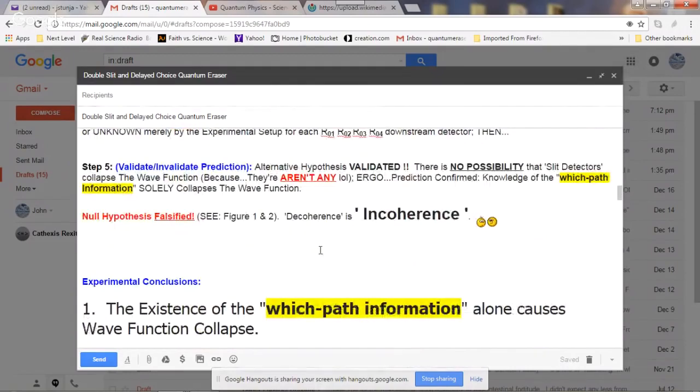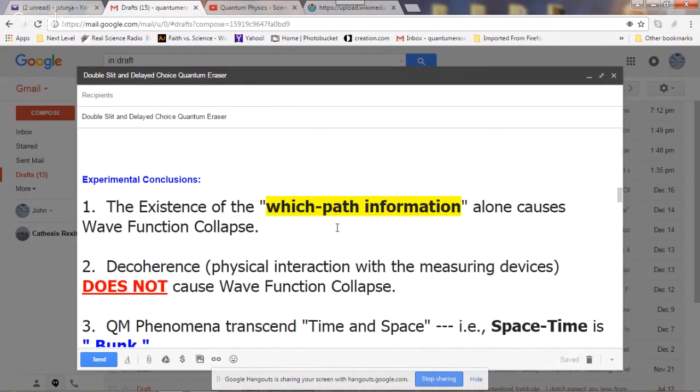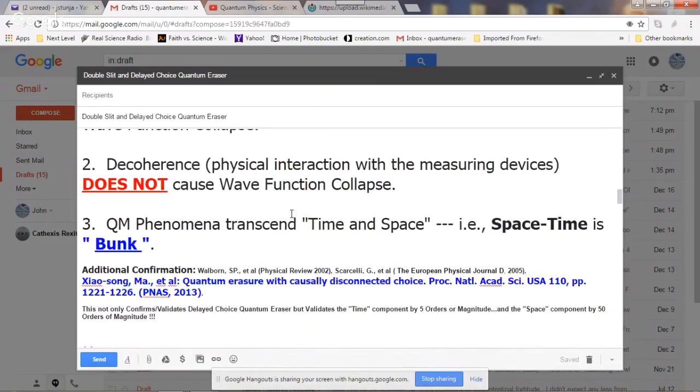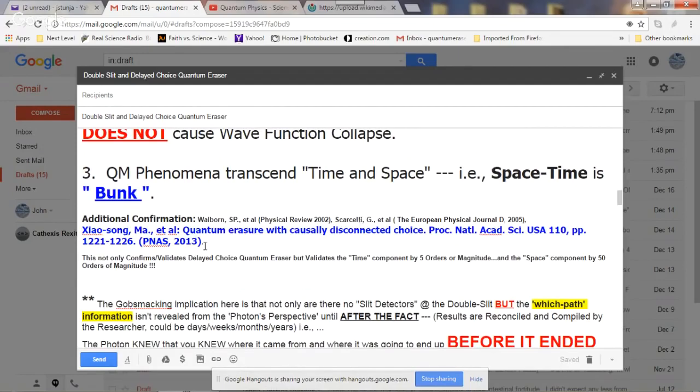It's over. Decoherence is incoherence. So the experimental conclusions. One, the existence of the which path information alone causes wave function collapse. Two, decoherence, the physical interaction with measuring devices, the slit detectors, does not cause wave function collapse. Why? Well, there weren't any slit detectors. And three, QM phenomena transcend time and space. That is, space-time is bunk. That's why Einstein tried to debunk quantum mechanics, because it was debunking him. Spooky action at a distance.